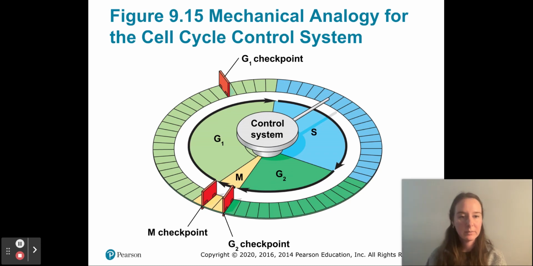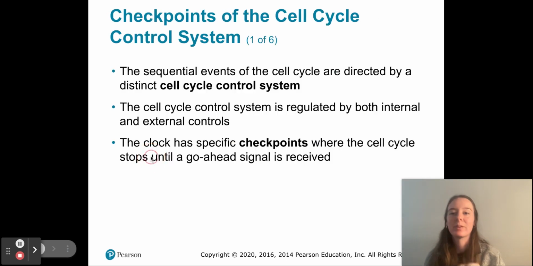And we'll learn why this is important in a second. And then even here, there's a checkpoint within mitosis called the M checkpoint. And what does this mean? What is controlling the cell? What is telling it it's time to go and when it's time to stop? We'll continue to explore that.